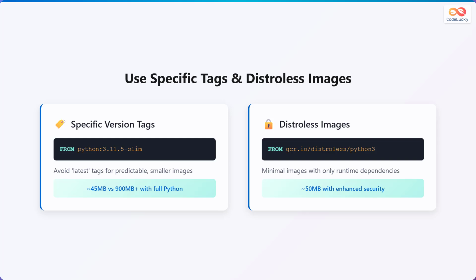Always use specific version tags instead of the latest tag for your base images to ensure predictability and avoid unexpected changes. Distroless images provide a minimal base with only the runtime dependencies, further reducing the image size and enhancing security.